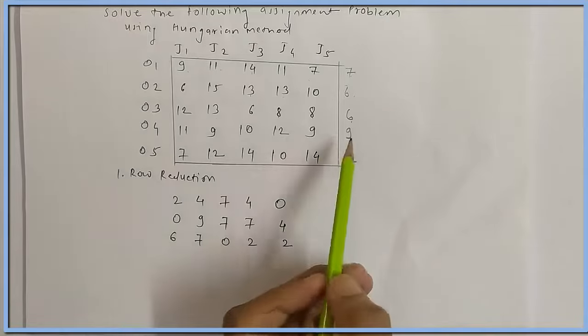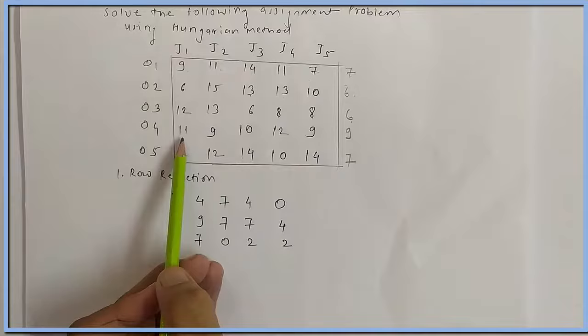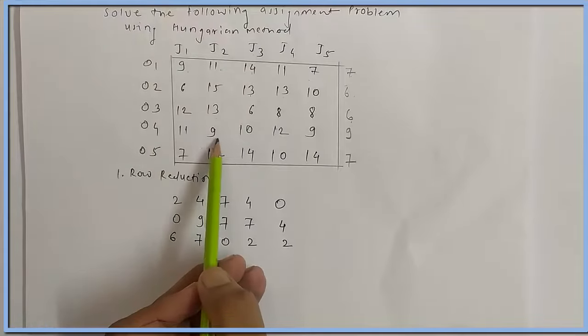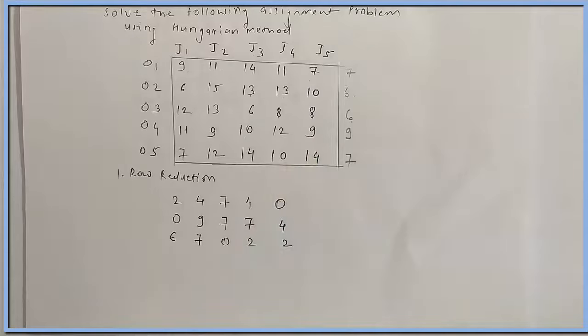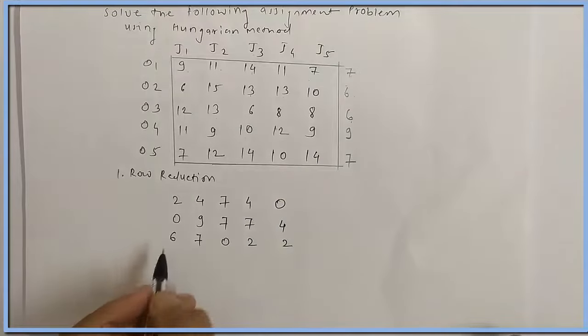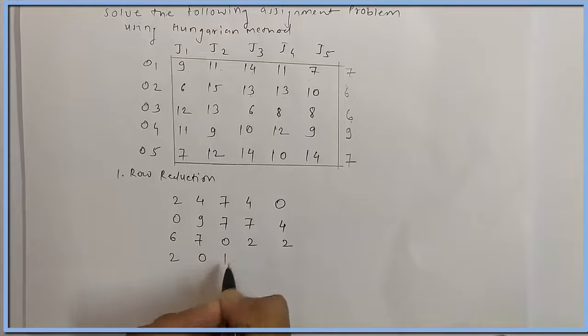In the fourth row, the smallest element is 9. Therefore, subtract this 9 from the fourth row. 11 minus 9, 9 minus 9, 10 minus 9, 12 minus 9 and 9 minus 9. The fourth row will be 2, 0, 1, 3, 0.